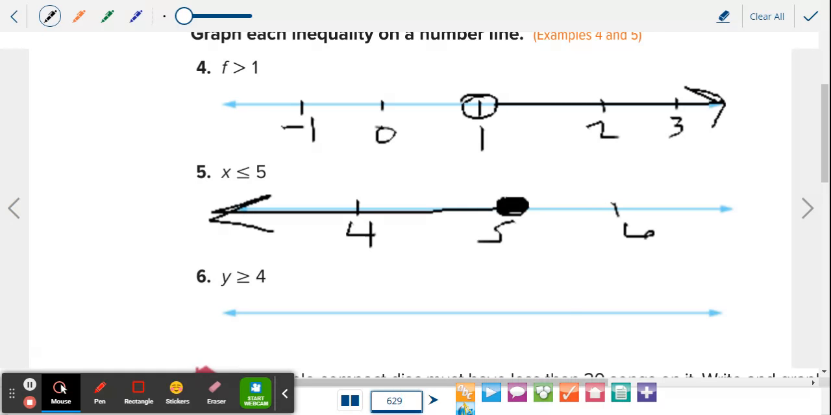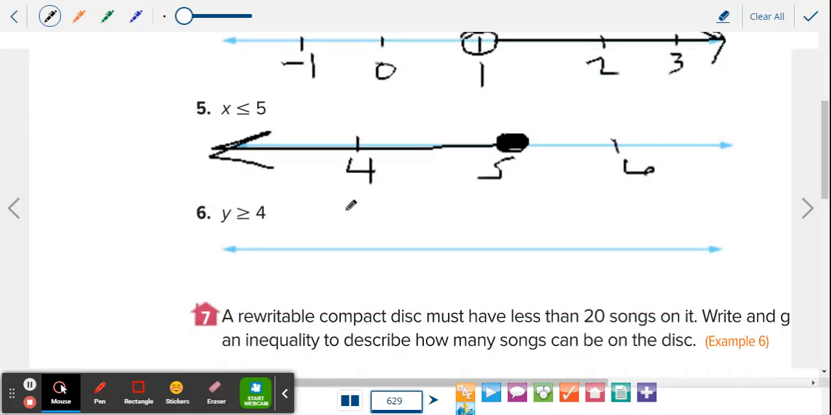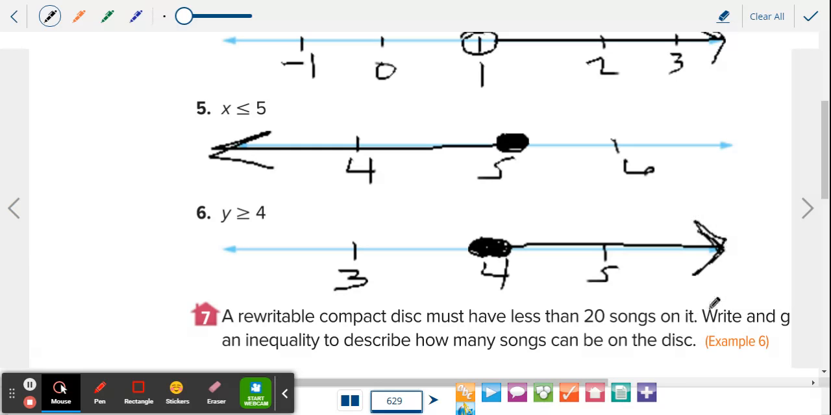Okay, let's do number 6 now. So y is greater than or equal to 4. So I put 4 right here, just fill in some numbers. Since it's greater than or equal to, it's a dot again, because it can equal 4. And since it's greater, we go which way? To the right. All the numbers that are bigger than 4 are to the right. And that's it.